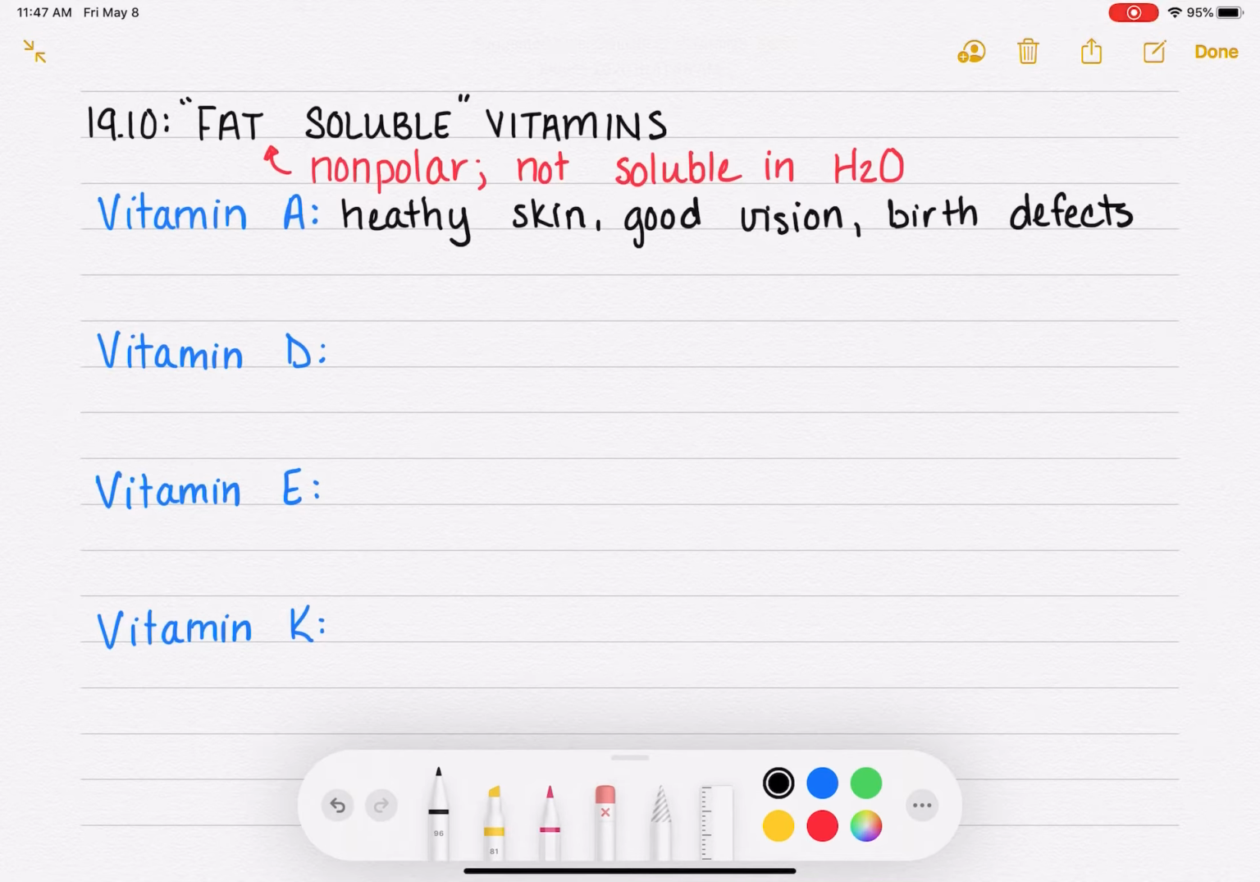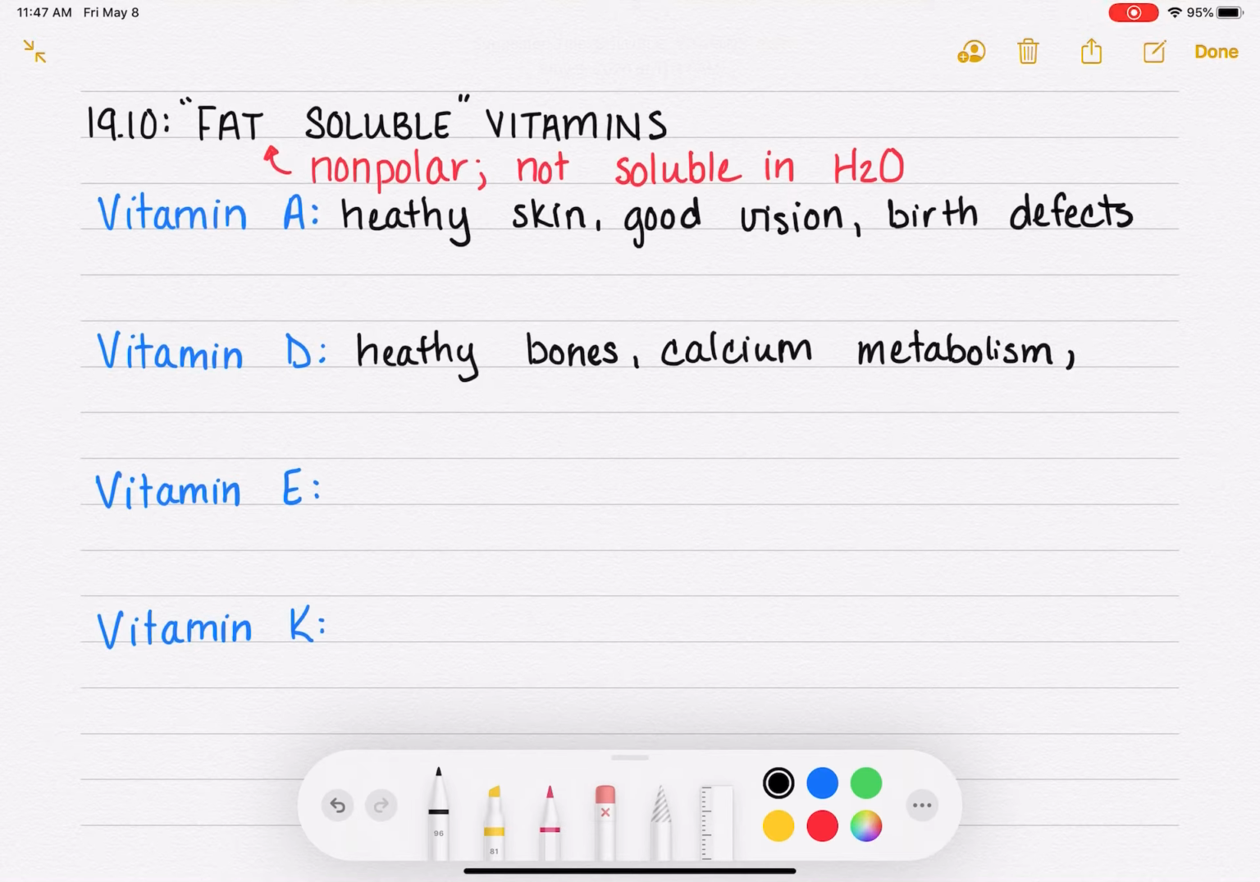Vitamin D is associated with healthy bones. Calcium metabolism, which is associated with our bones. A disease called rickets, which is a bone disease that results from insufficiency of vitamin D.